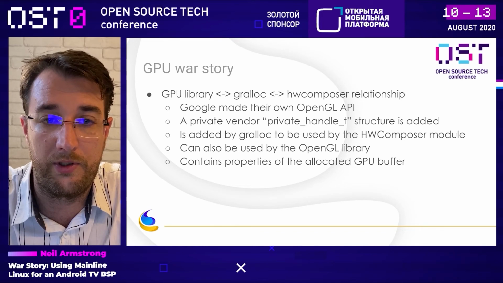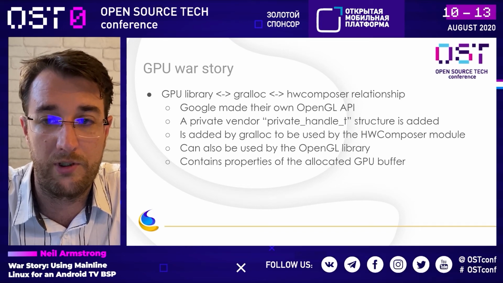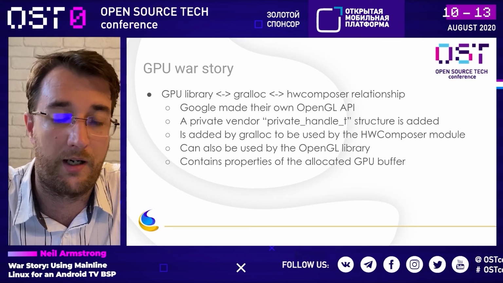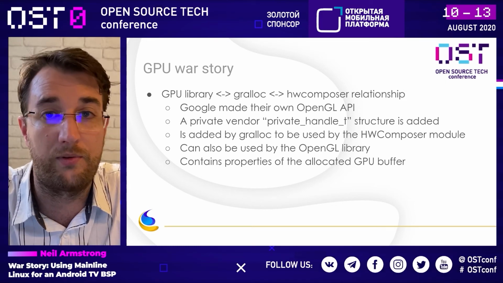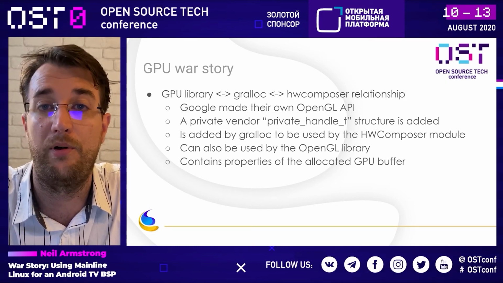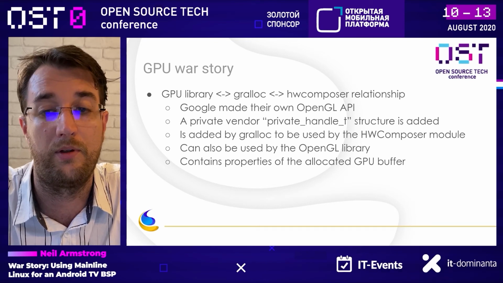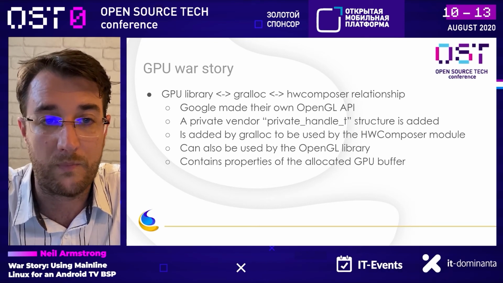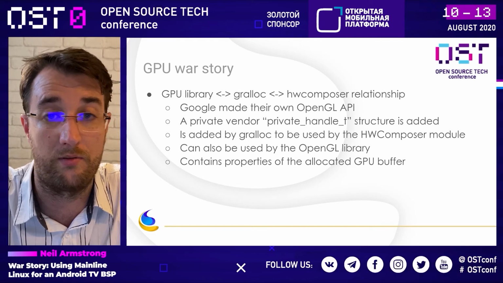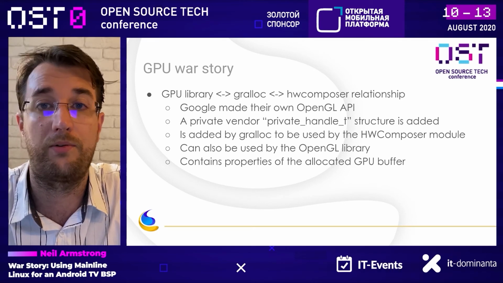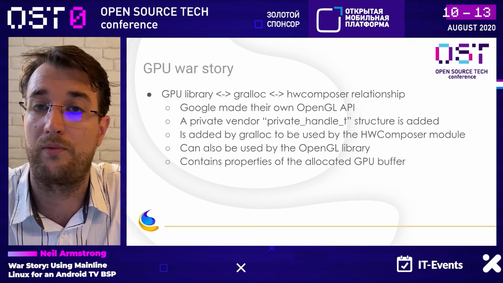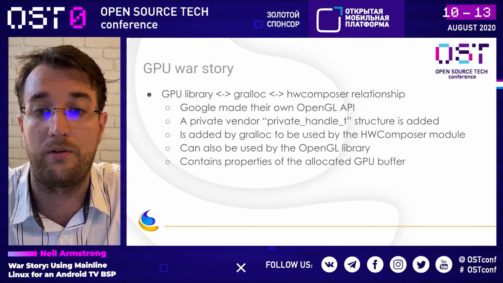This handle_t is used by Gralloc to store all the attributes of the buffer, for example, the data buffer, frame descriptor, the size, etc. It can be used by the GPU, not mandatory, but it can. Then it's used by the Hardware Composer module to import the buffer and push it to DRM, for display, or other ways.